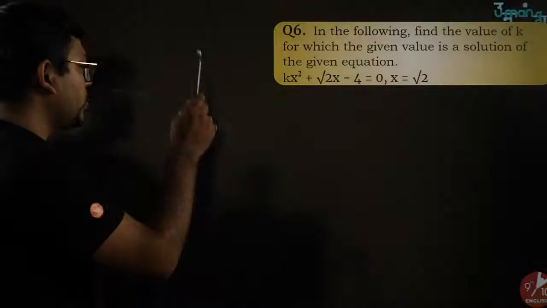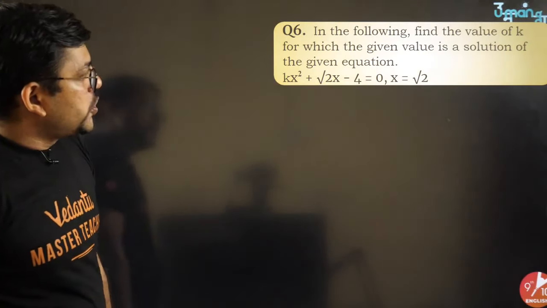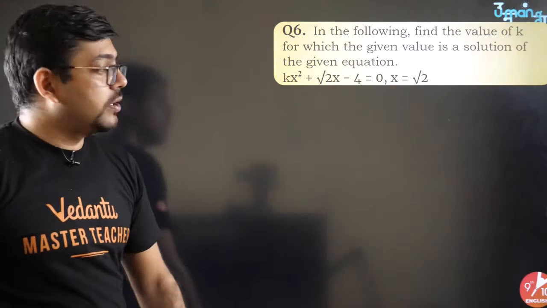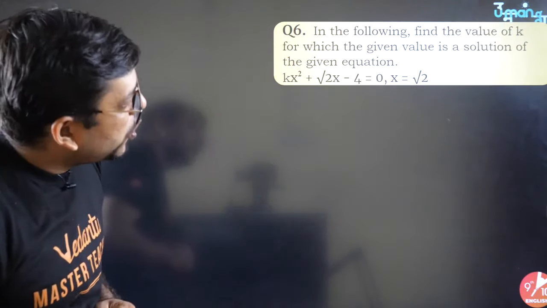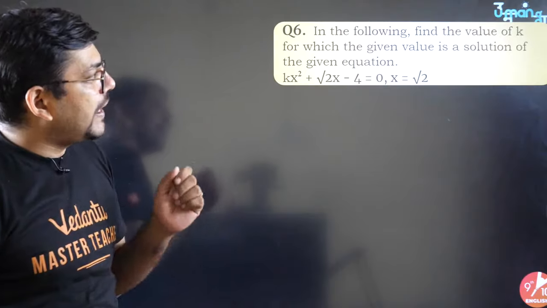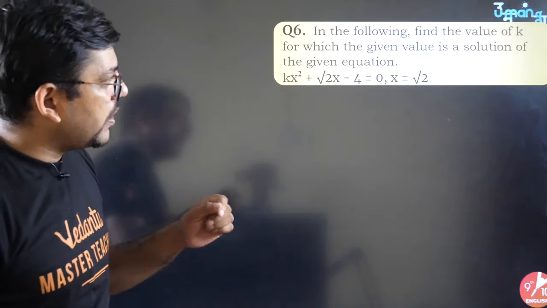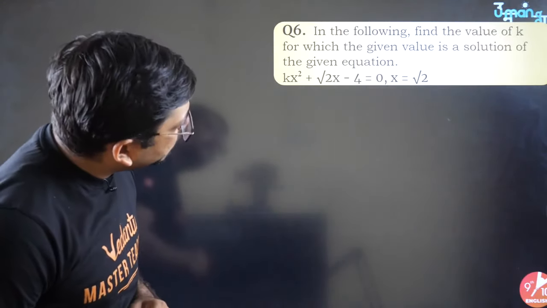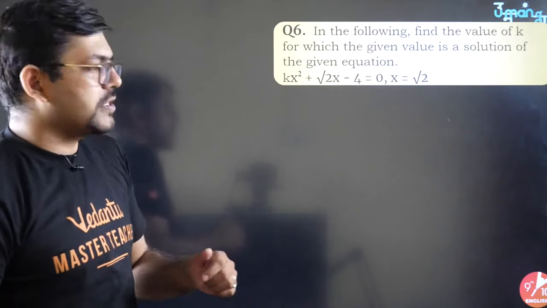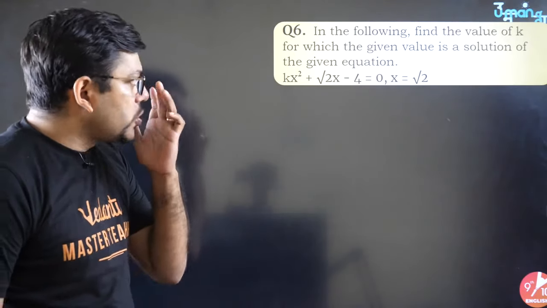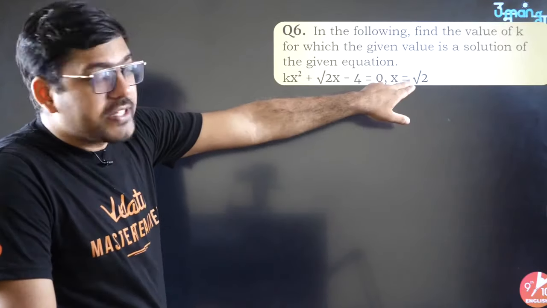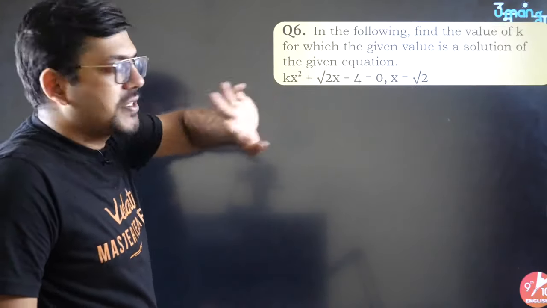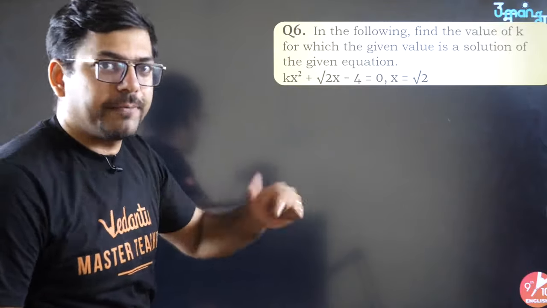Let's move on. Here we go to the next. So the next question talks about, in the following, find the value of k for which the given value is a solution of the given equation. X is equal to root 2. So you have to actually find for what value of k, x equal to root 2 will become a solution of this equation.